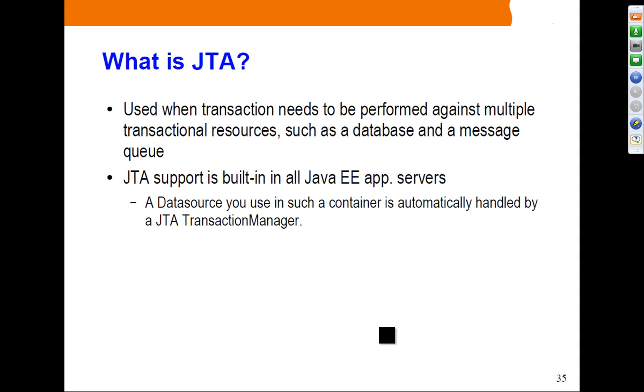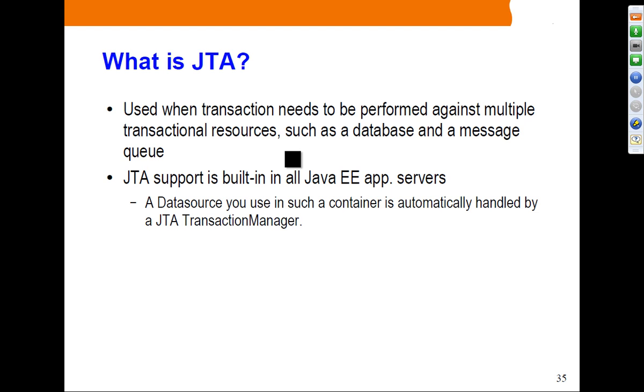So JTA is basically used when the transaction needs to be performed against multiple transaction resources, such as the database and message queue. I think there was a couple of questions. What happens when you deal with multiple resources, multiple databases? This is where you need to, in fact, have a JTA.